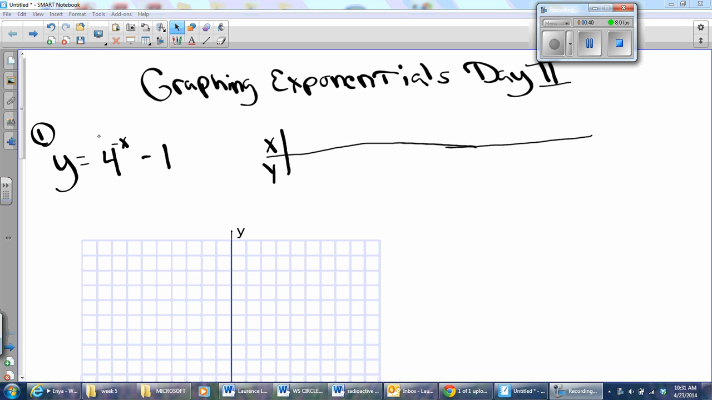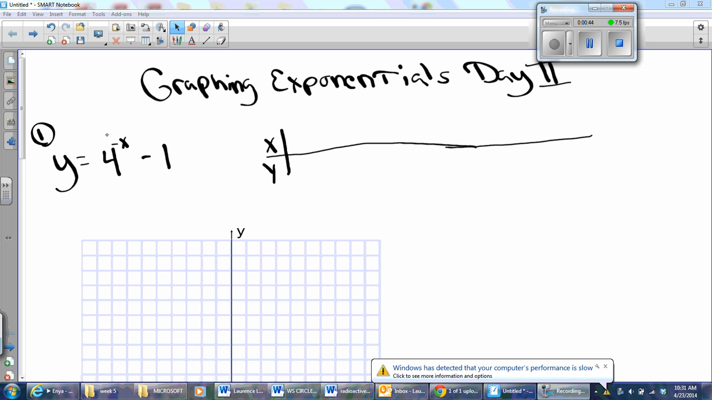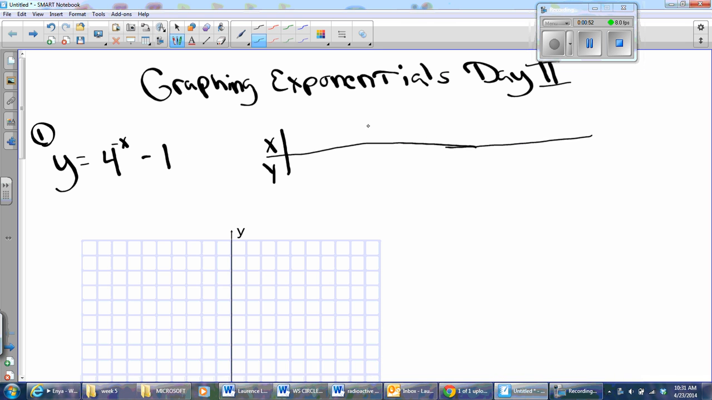All right, let's get back to it. Now, remember in our tables, we love to use input-output tables. Here's our equation, y equals 4 to the negative x power minus 1. Well, I want to put 0 in there. I'm going to put 0 in, and when I put 0 in, I'm going to get 4 to the 0 minus 1. Well, 4 to the 0 is 1. Minus 1 is 0.